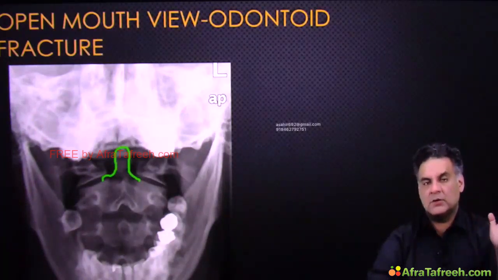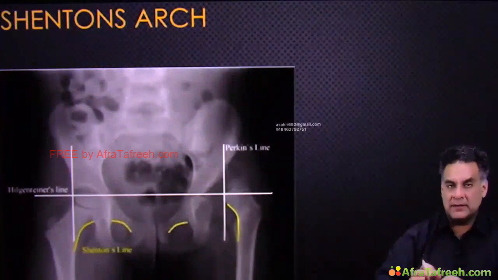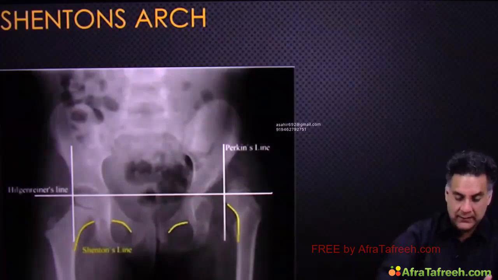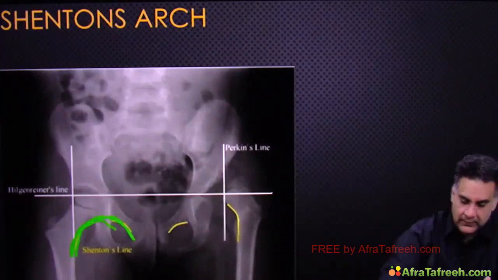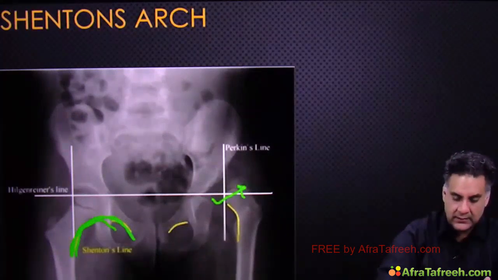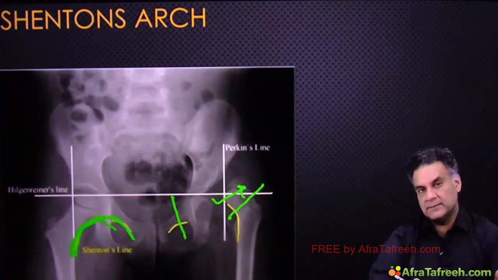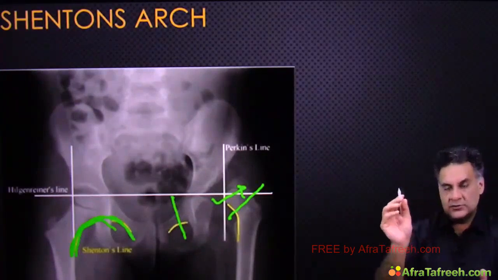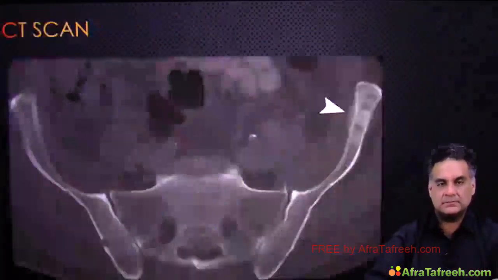Very, very clearly visible, right in the center. Open mouth, odontoid. Then the upper end of femur with pubic rami makes an arch called Shenton's arch. With a dislocation or a fracture anywhere, this Shenton's arch is broken. Shenton's arch, Judet view, two most important X-rays.